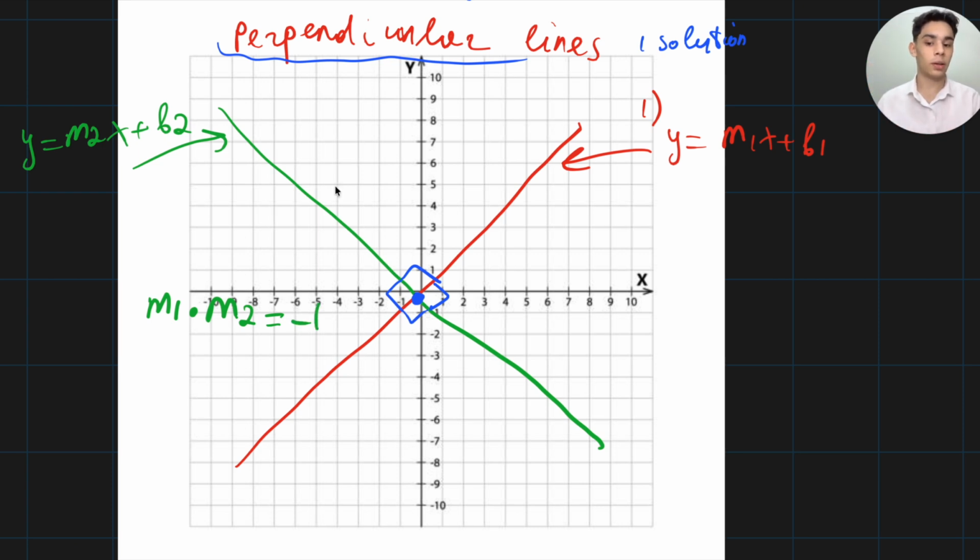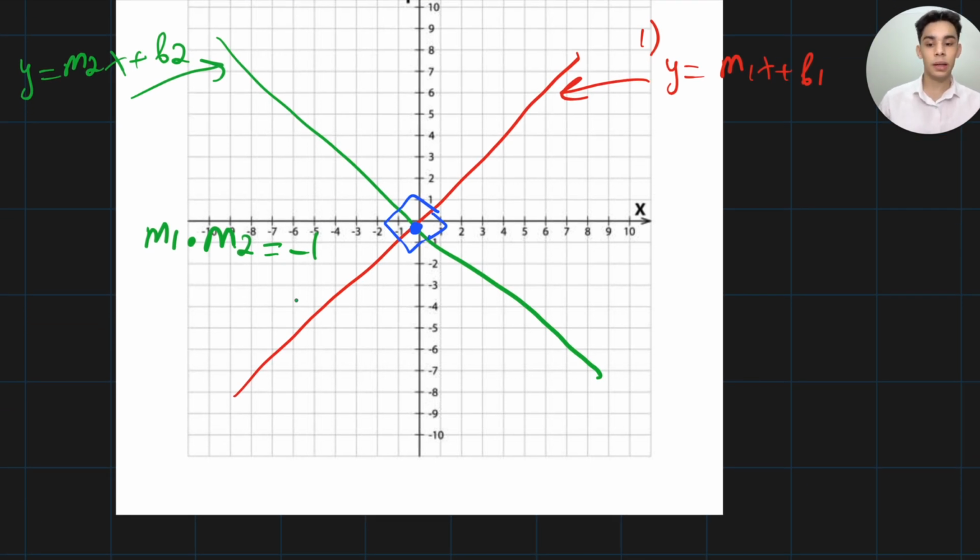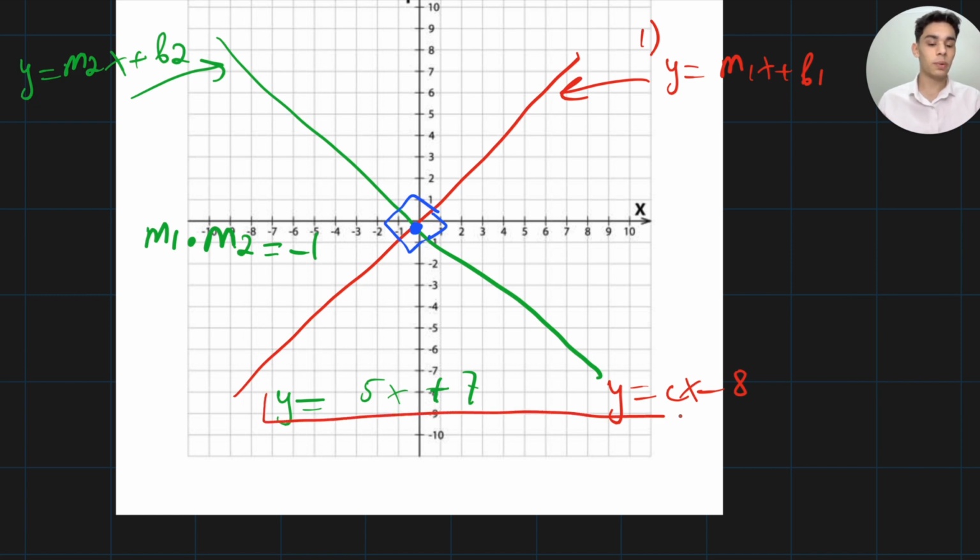There is no other way, it always has to equal -1. For example, let me give you an example. Let's say we have two lines. The first one is y = 5x + 7. And then we are told that we also have a second line, y = cx - 8. Great. And these two lines, we are told that they're perpendicular. And we need to find the letter c.